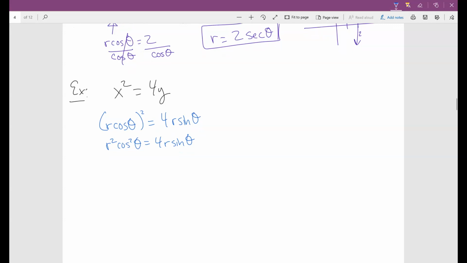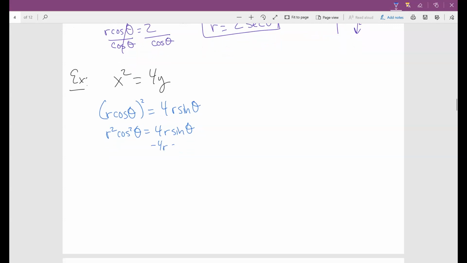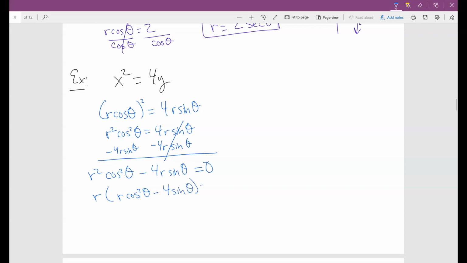Okay, now what we're going to do is move the 4r sine theta to the other side. So we're going to get r squared cosine squared theta minus 4r sine theta equals 0. In this case, notice that they both have an r in common, so I'm going to factor out r, and then r cosine squared theta minus 4 sine theta is equal to 0. So then I can break this up into two different forms, r equals 0, and then r cosine squared theta minus 4 sine theta equals 0.